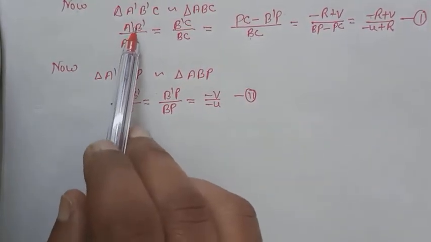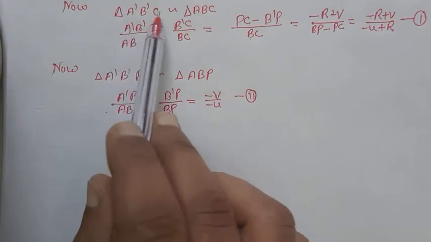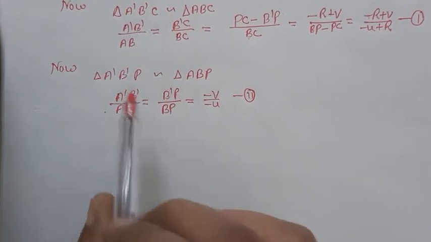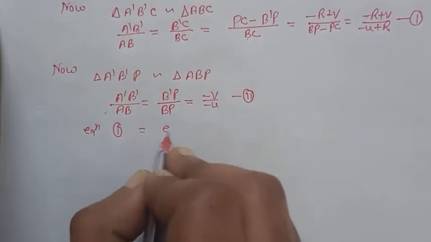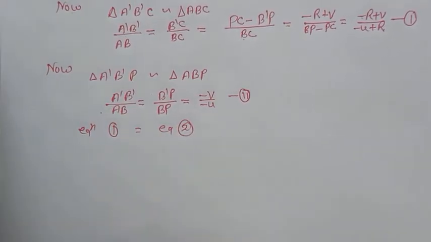Both equations show the ratio of heights in terms of triangles ABC and ABP. Now, equating equation number 1 with equation number 2, what do we find out?